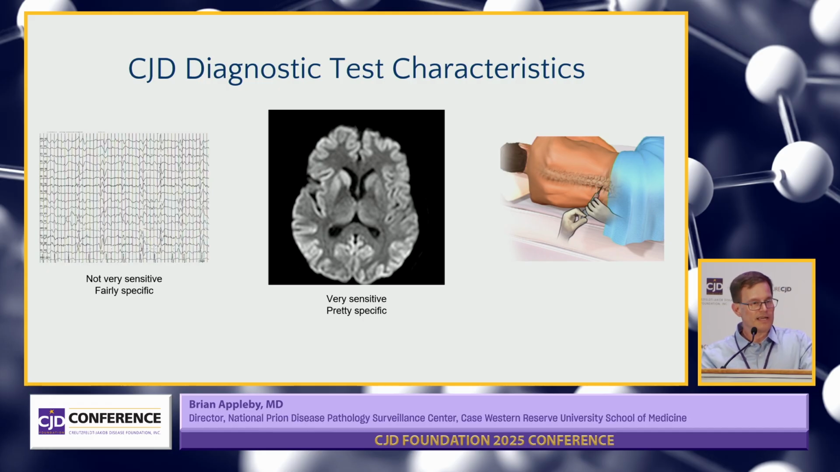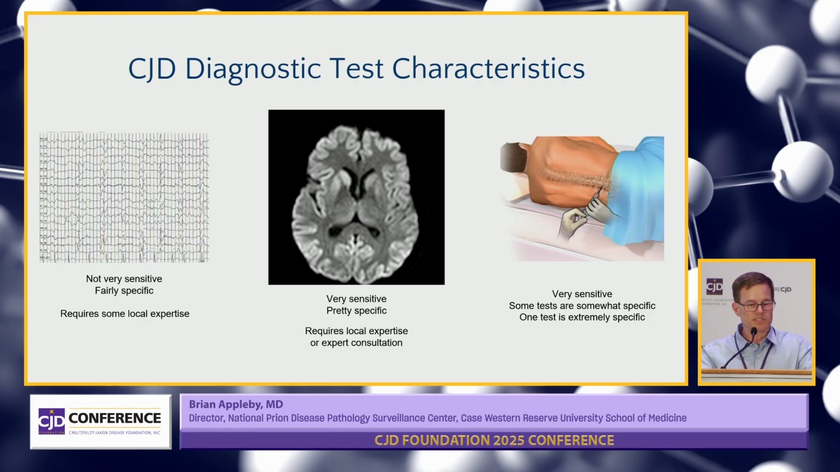The brain MRI is very sensitive. Again, 95% of cases will have an MRI suggestive of prion disease. And in the right hands, it can be pretty specific. However, in some cases, it can mimic autoimmune encephalopathy, which of course can be treatable. So most people want to treat that as well. And then the spinal fluid tests are generally very sensitive. Some tests are very specific, such as RT-QuIC, and then some are not specific at all, like our beloved 1433.